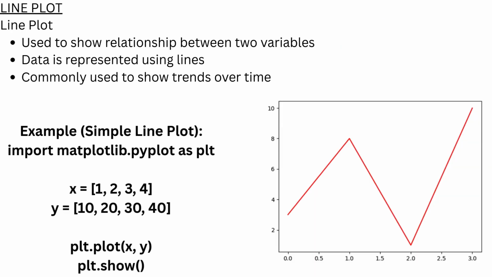A line plot is one of the most commonly used graphs in Python. It is used to show the relationship between two variables. In this example, the x-axis contains values from 1 to 4, and the y-axis contains corresponding values. The plot function is used to draw the line, and the show function displays the graph.